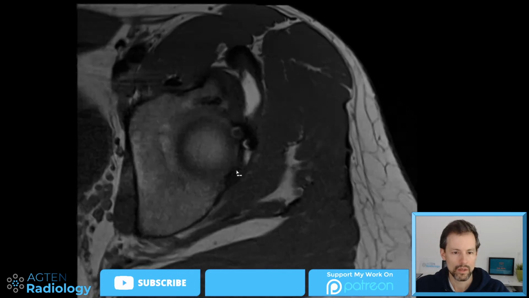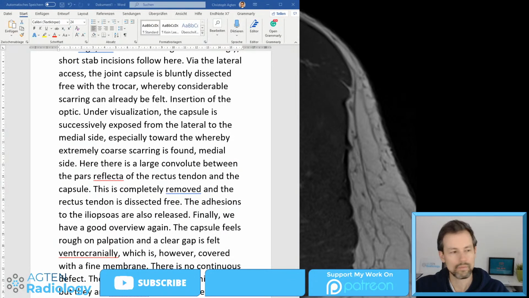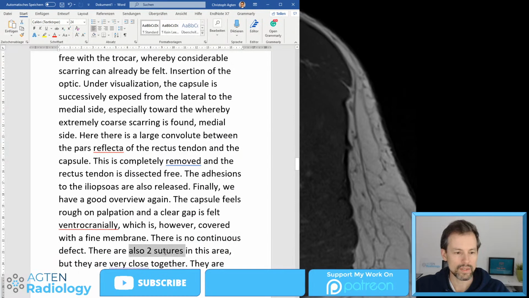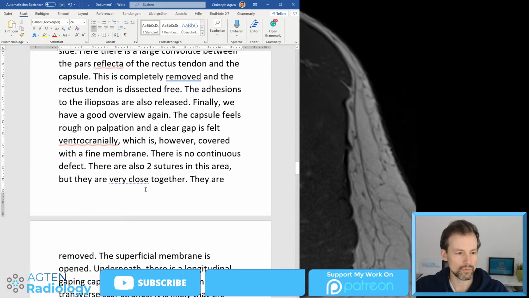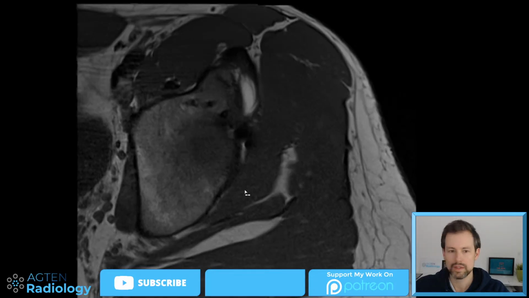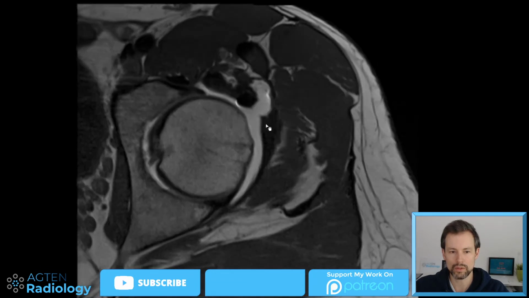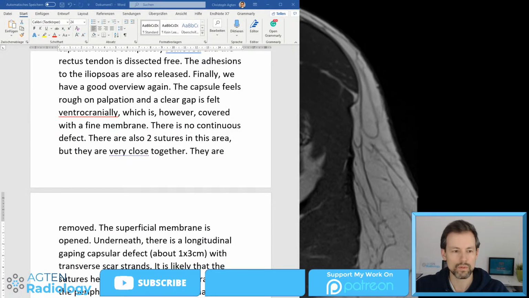Okay, now going back to the translation. So no continuous defect. Sometimes they see sutures, but these are just the threads. It's not metallic. They sometimes remove them, sometimes they keep them. So a 1 to 3 centimeter capsular defect. So this is clearly this defect, 1 centimeter and about 3 centimeter in craniocaudal dimension. So that's perfectly consistent with this finding.